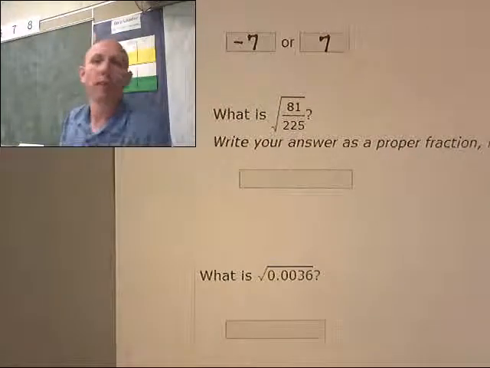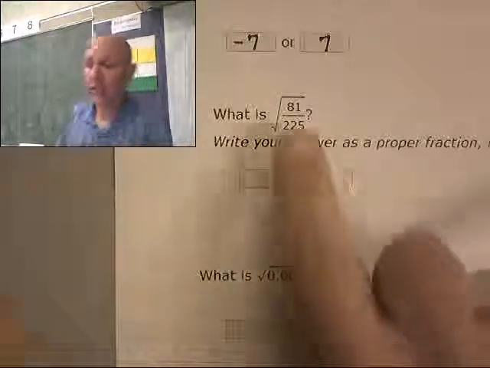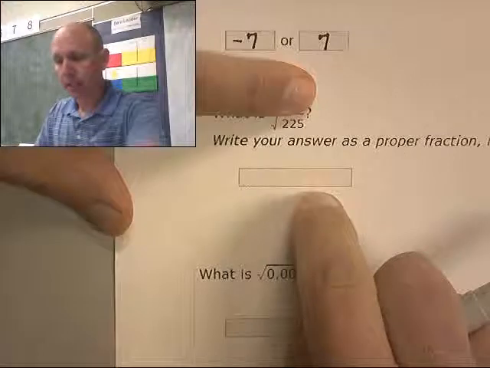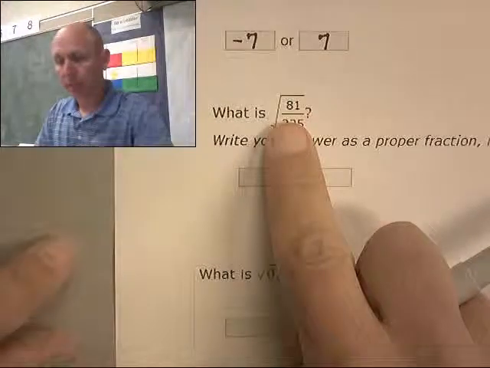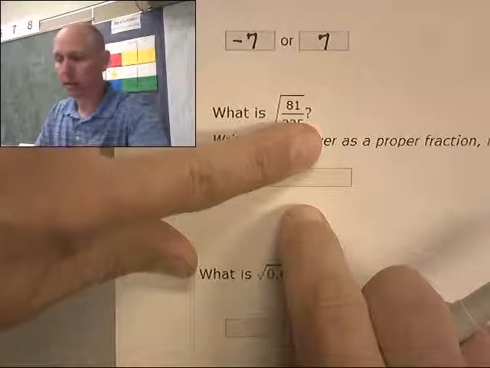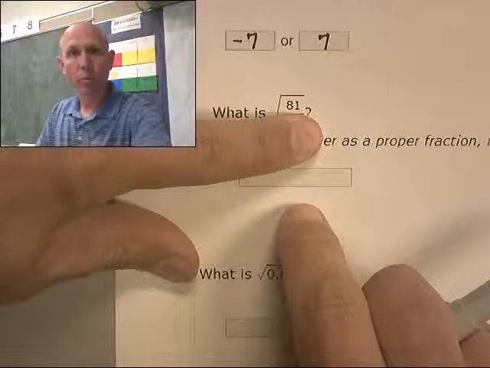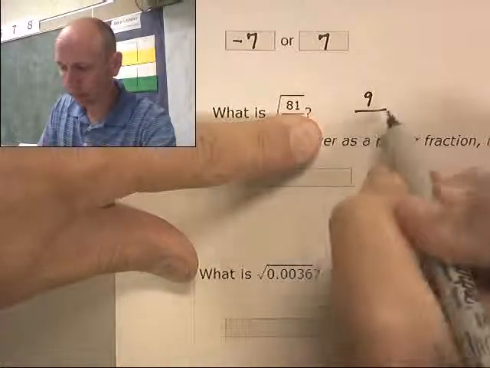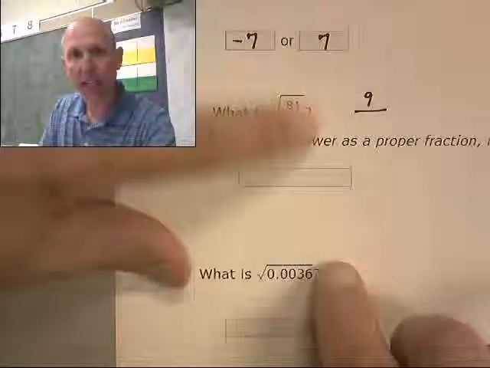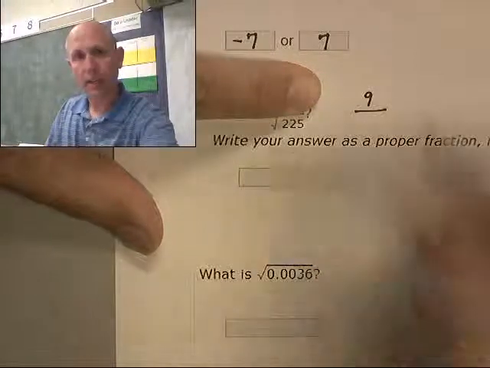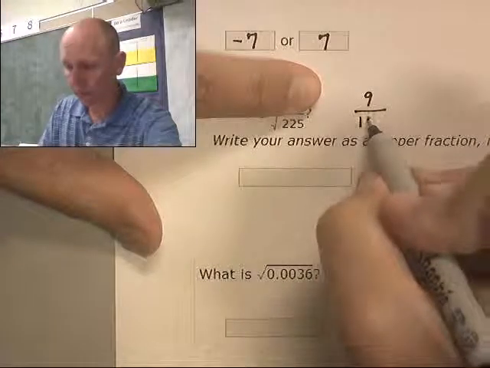Taking the square root of a fraction is pretty easy. You just want to take the square root of the top and then take the square root of the bottom. Top is the numerator, bottom is the denominator. Let's think about that. What is the square root of 81? The square root of 81 is 9, because 9 times 9 is 81. And the square root of 225 is 15.